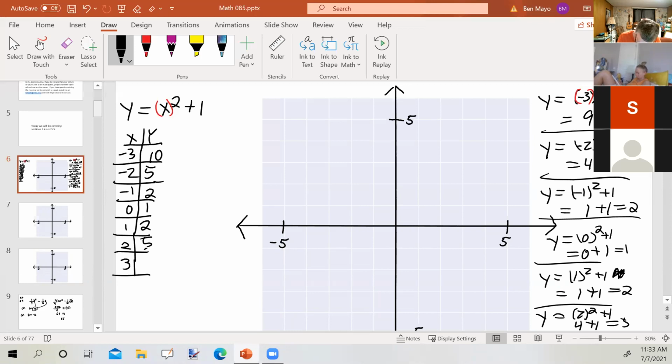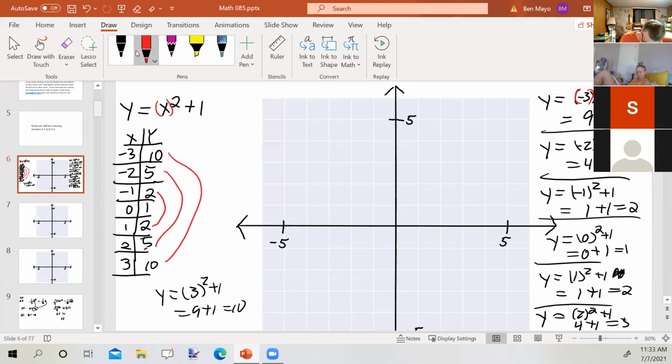And let's see, I'll come over here. If x is 3, y equals 3 squared plus 1, which is 9 plus 1, which is 10. Notice that I'm getting some repeated y values here. That's because, for instance, -3, the quantity squared is 9, but +3, the quantity squared is 9. So plugging it in, I get the same value.